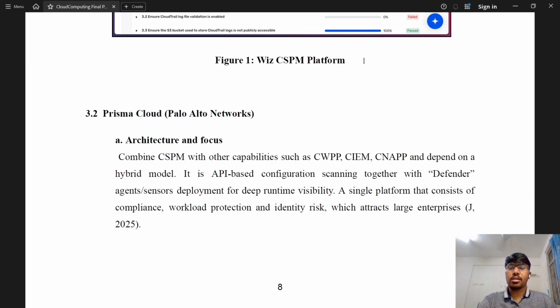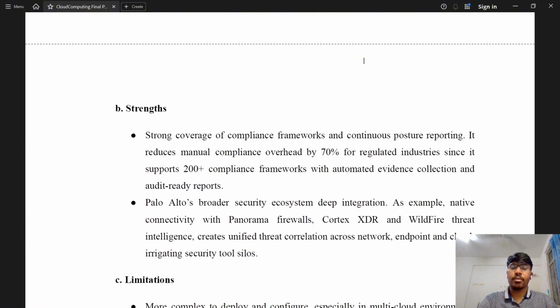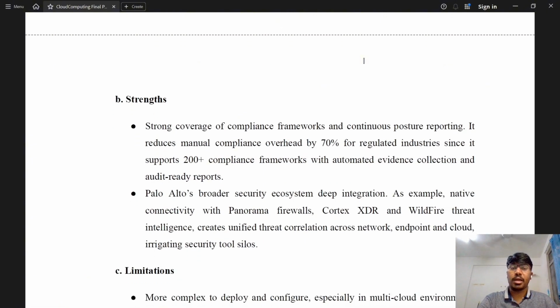The architecture is based on a hybrid model combining CSPM with CWPP, CIEM, and CNAPP, and it also uses API-based scanning plus Defender agents for runtime visibility. What are the strengths? Strong compliance coverage, with 200 plus frameworks and a 70 percent reduction in manual work. Secondly, deep Palo Alto integration, with unified threat correlation across network, endpoint, and cloud.